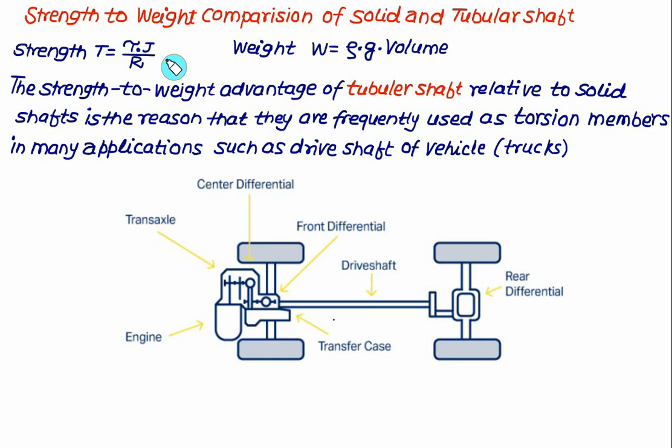that is, a hollow shaft, from the point of view of strength and weight, where strength is defined as the torque T, that is, the torque carrying capacity, which is defined as the shear stress multiplied by the polar moment of inertia divided by the outer radius. We know that the shear stress is maximum at the outer radius. As far as the weight is concerned, weight is simply given as the product of density multiplied by g, the acceleration due to gravity, multiplied by cross-section area multiplied by length.